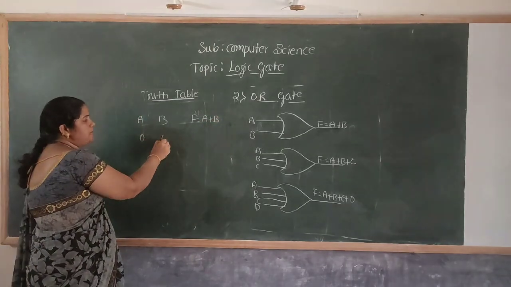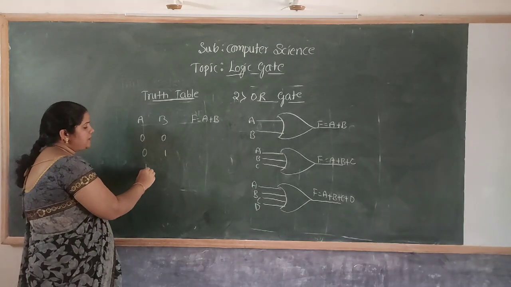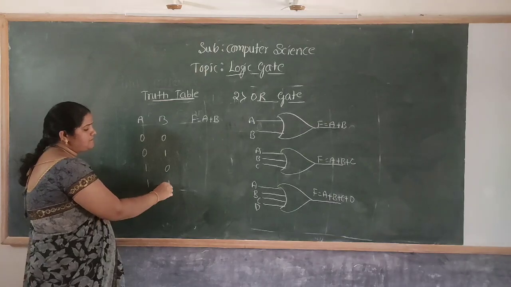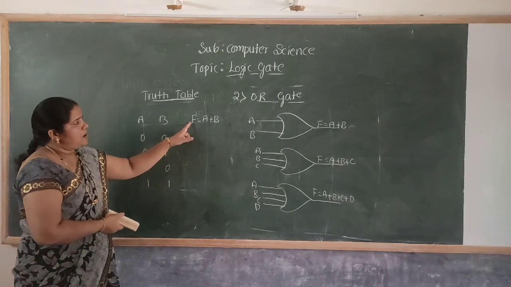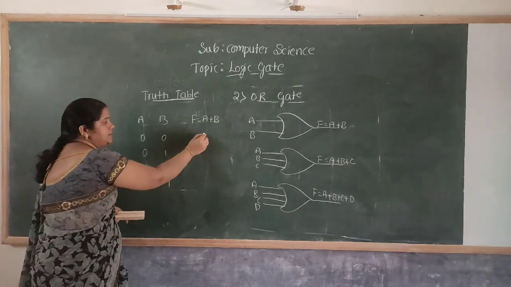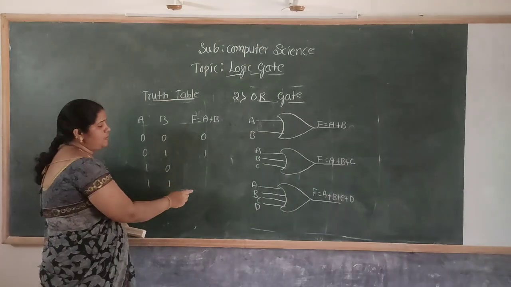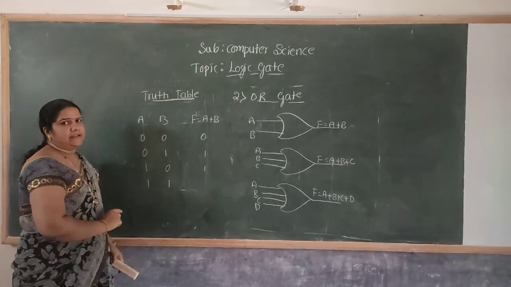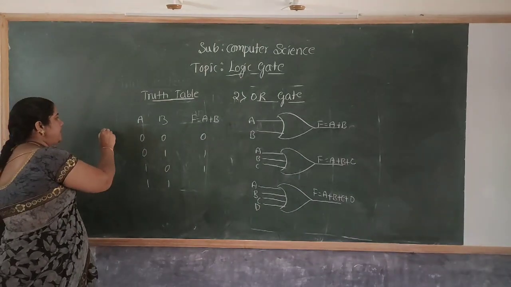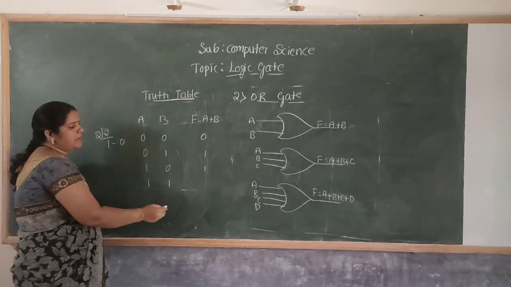A value 0, B value 0. A value 0, B value 1. A value 1, B value 0. A value 1, B value 1. Output will be F equals A plus B. 0 plus 0, 0. 0 plus 1, 1. 1 plus 0, 1. 1 plus 1, 2 is there. Again, 2 in binary, the two ones are added, so 1 can be placed.